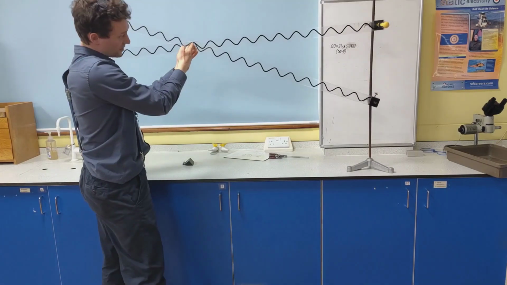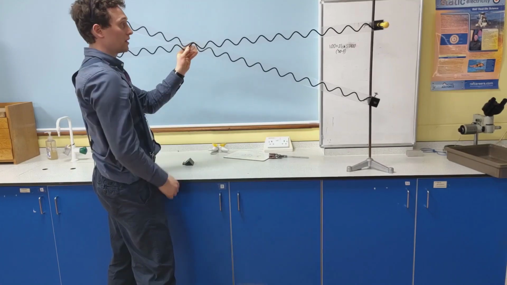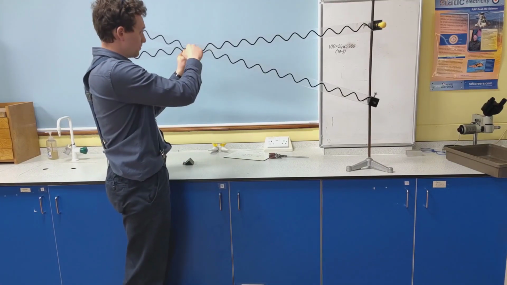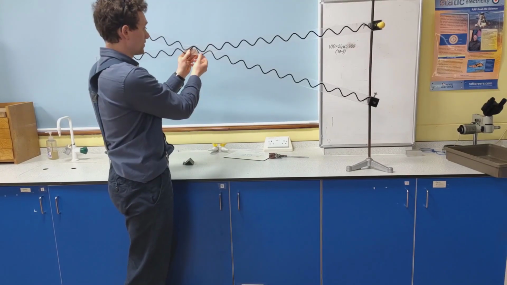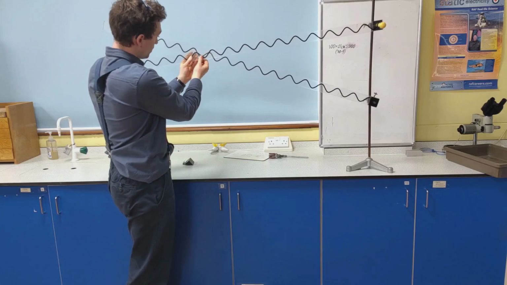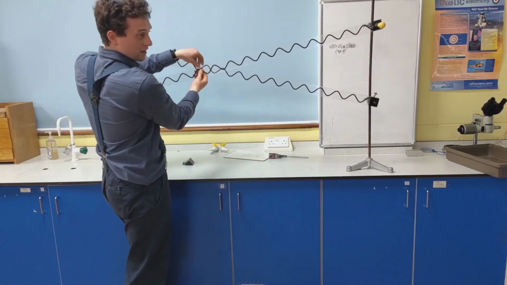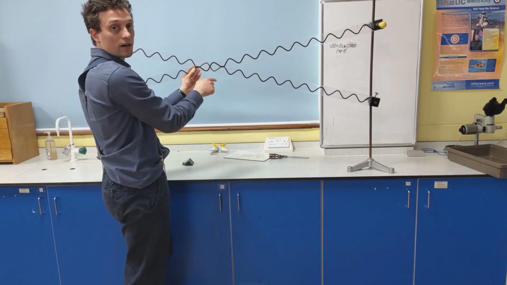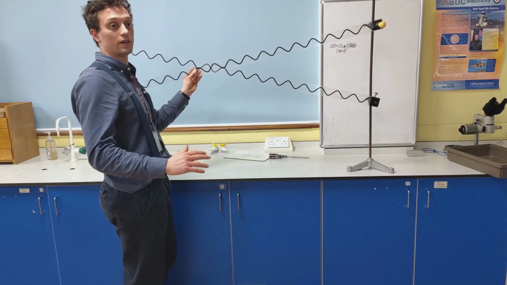As you can see, at this point here, the phase of the waves is the same, and when the amplitude is added together, you get something big. This is called constructive interference. Conversely, when we have waves in antiphase, the two waves will cancel each other out and you'll get nothing. This is called destructive interference.